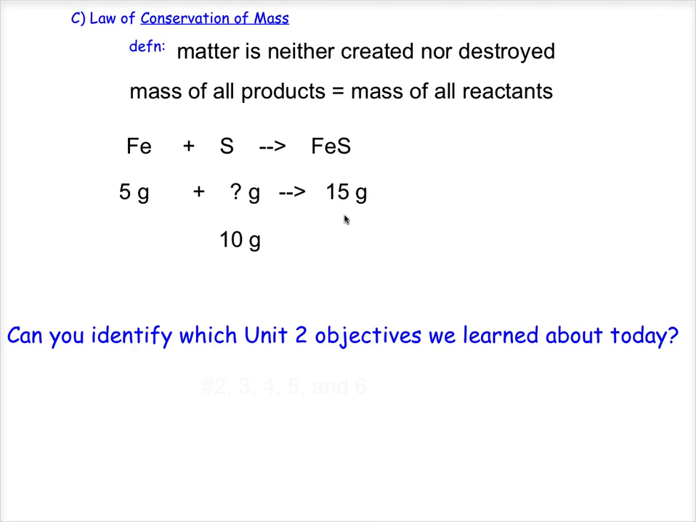Last question for the lecture. Can you identify which Unit 2 objectives we learned about today? It's objectives numbers 2, 3, 4, 5, and 6. We listed examples of physical properties and chemical properties. We defined and distinguished between extensive and intensive properties. We distinguished between physical and chemical changes. We listed observations that suggest a chemical change has occurred, and we applied the law of conservation of mass to chemical reactions. This concludes this video lecture on matter and change.